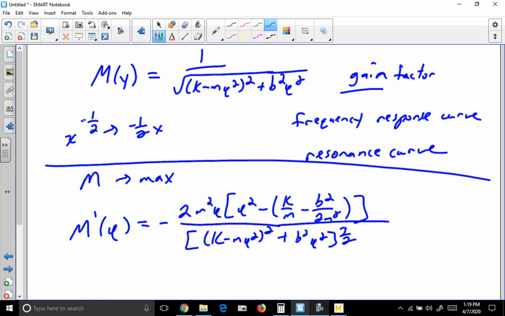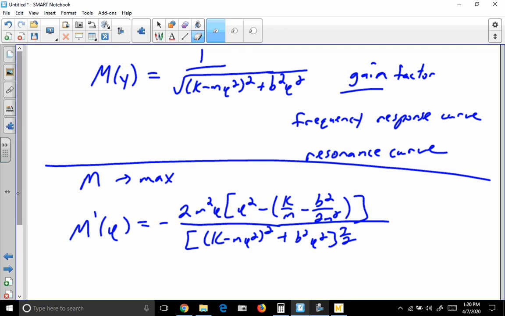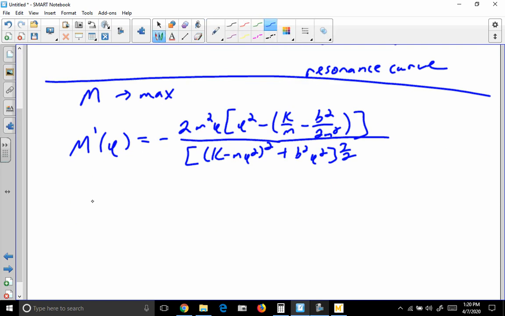We do that to the 1 less power. When we move that back to the bottom, that's where the 3/2 comes from. The stuff on top comes from the derivative of the inside. If we're going to have maximums or minimums, remember those are critical points.